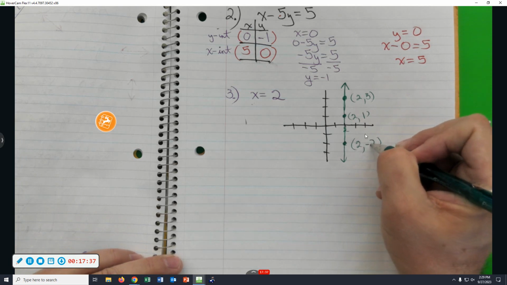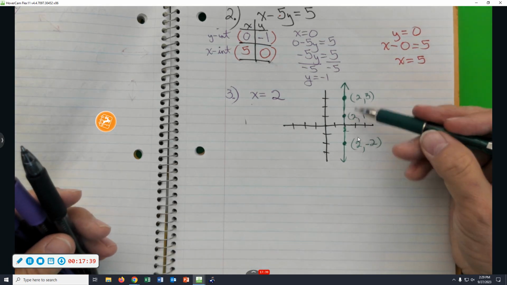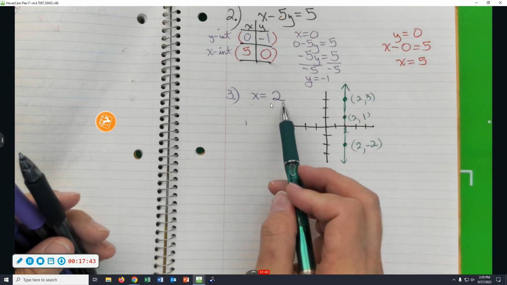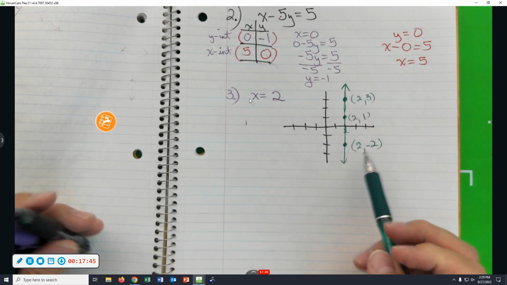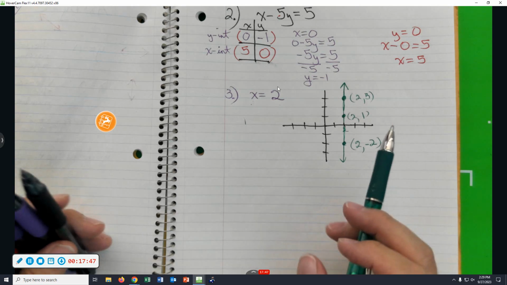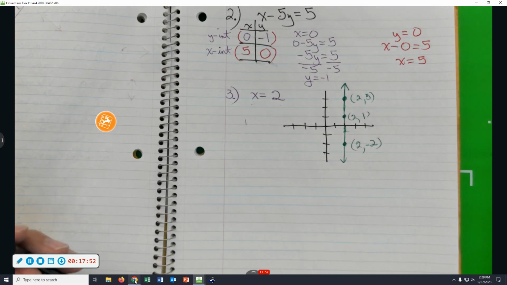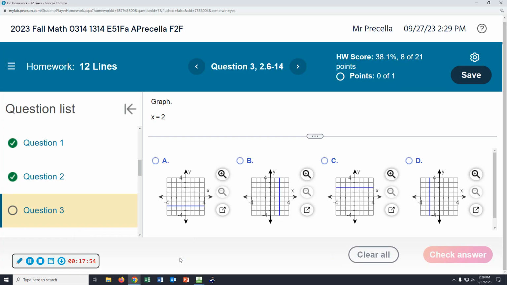In other words, every x value is what? On this green line, every x value is 2. That's what this is saying right here. Every x is 2. It's got to be that vertical line. And I think we talked way too long for an easy problem.